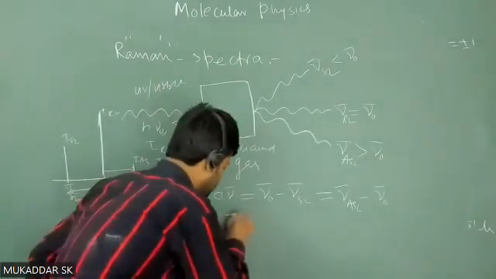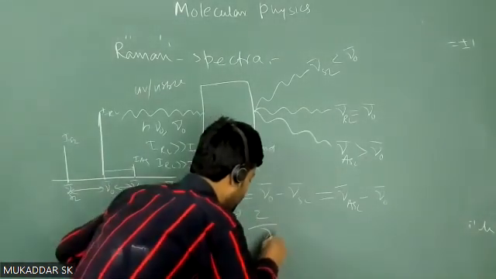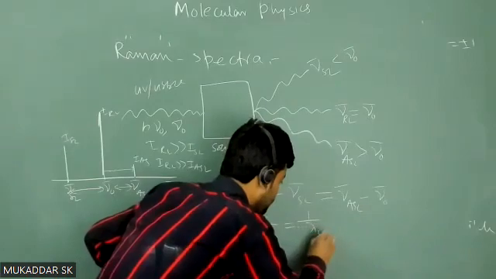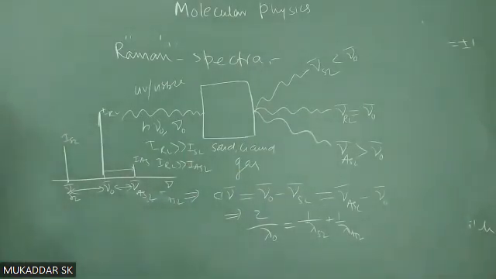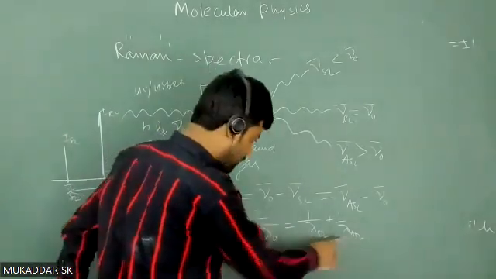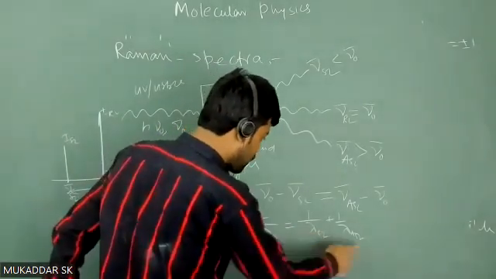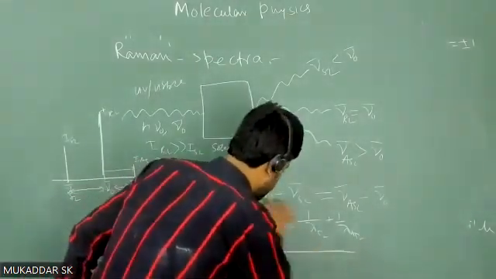From here you will get this relation: 2 by lambda 0 equals 1 by lambda Stokes line plus 1 by lambda anti-Stokes line. Okay, so here lambda 0 is the wavelength of the Rayleigh line, and that will be the same as the wavelength of the incident photon. So from here two wavelengths will be given, lambda SL, meaning the wavelength of the anti-Stokes line, and the wavelength of the Stokes line. So two wavelengths will be given and one will be asked, so this is also very important for exam purposes.